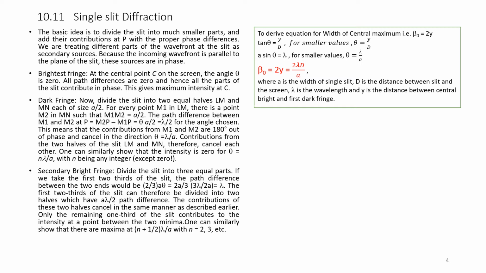Therefore, from this equation we can find y is equal to lambda d by a. Because the width is the distance between the central maxima to the next central maxima, it becomes 2y, that is equal to 2 lambda d by a. Here a is the width of the slit, d is the distance between slit and the screen, lambda is the wavelength of the incident wavefront, and y is the distance between the central bright and the first dark fringe.